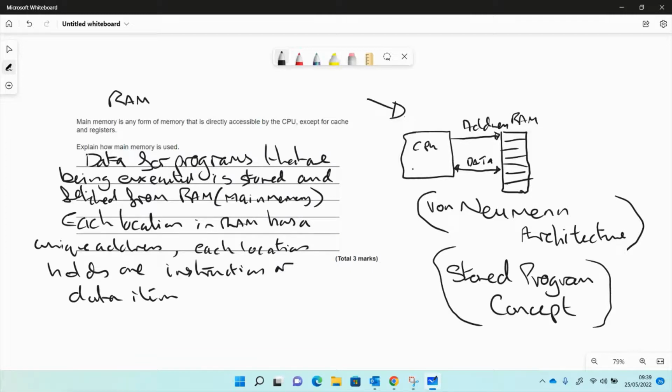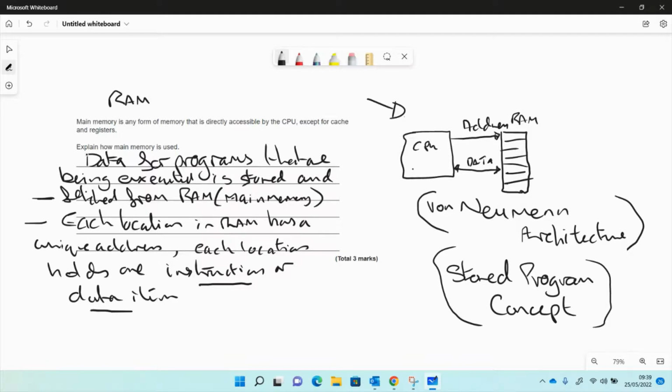So data for programs that are being executed is stored and fetched from RAM. Each location in RAM has a unique address. Each location holds one instruction or data item. So we've got the idea that it could be instructions or data that's stored in RAM. We've got the idea that we're fetching from RAM to the CPU for executing. We've talked about this idea of locations having an address. So I think we've got enough there for 3 marks.